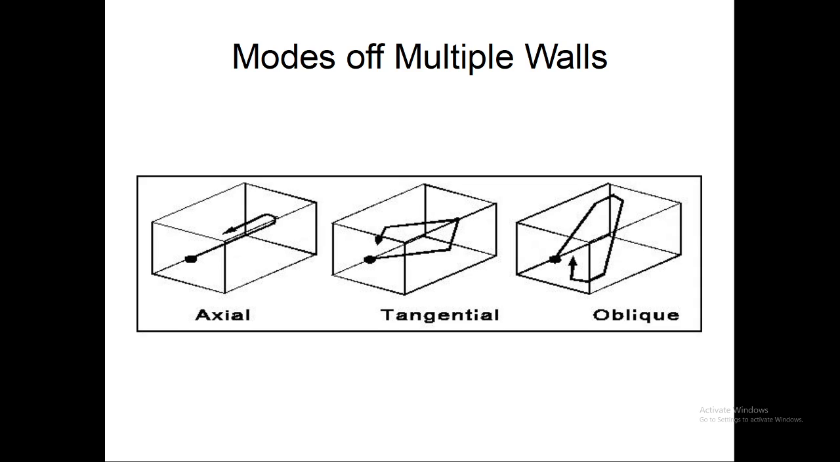Tangential, that word that starts with a T, is where it bounces off of three walls, I believe. And then oblique is where it bounces off of four walls. When we're actually talking about room modes, the worst are axial. Those are the ones that you're going to be the most concerned with.